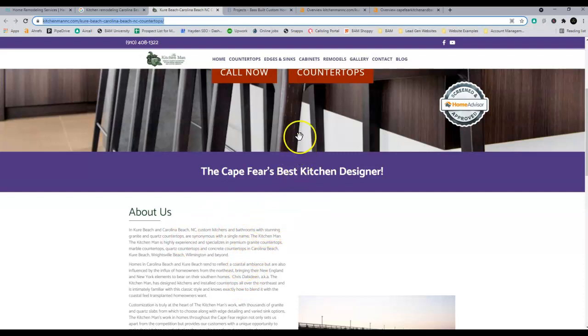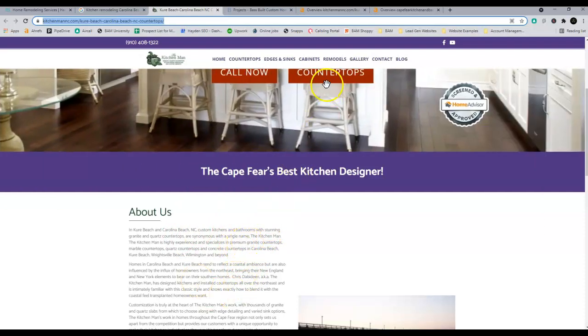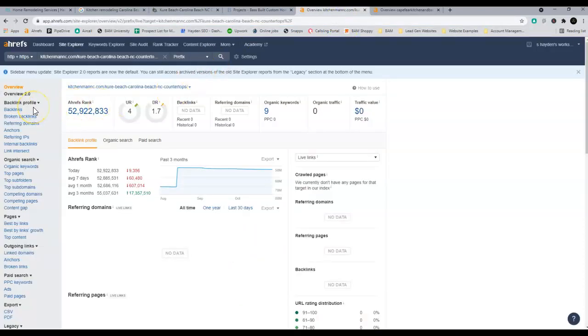Another major factor in ranking organically is backlinks. I've got this tool pulled up here called Ahrefs, and what it does is allow us to look behind the scenes at what's causing a site to rank. Right now your competition isn't very thick. You could take the top spots fairly easily because there are no backlinks on your competition here.